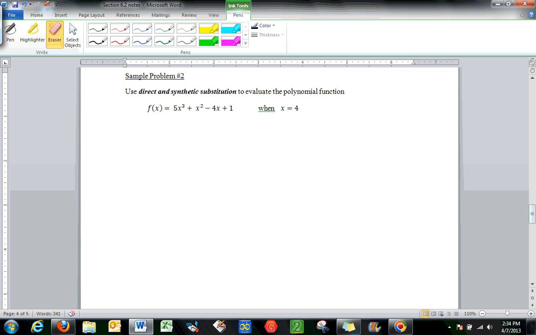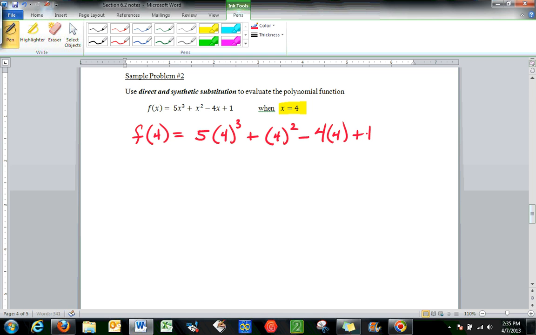Okay, so let's take a look at this first one. They're asking us to evaluate the function for x equals 4. And so we'll simply just plug in 4 for all values of x. So f of 4 equals 5 times 4 to the third power plus 4 to the second power minus 4 times 4 plus 1. And you can see here where we simply substituted 4 in for all of the x values.